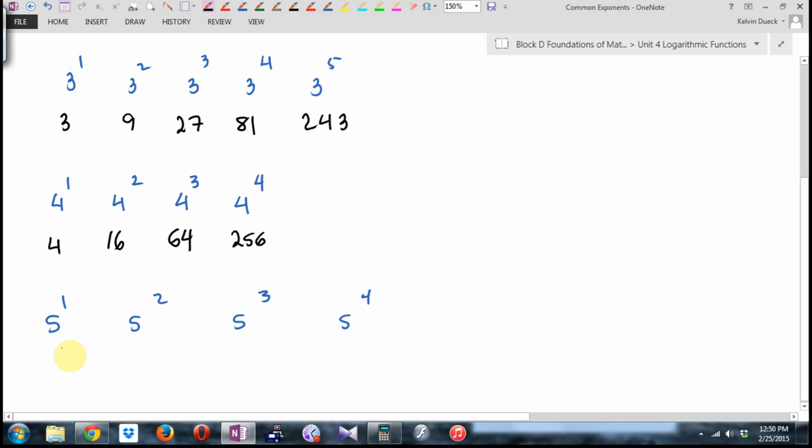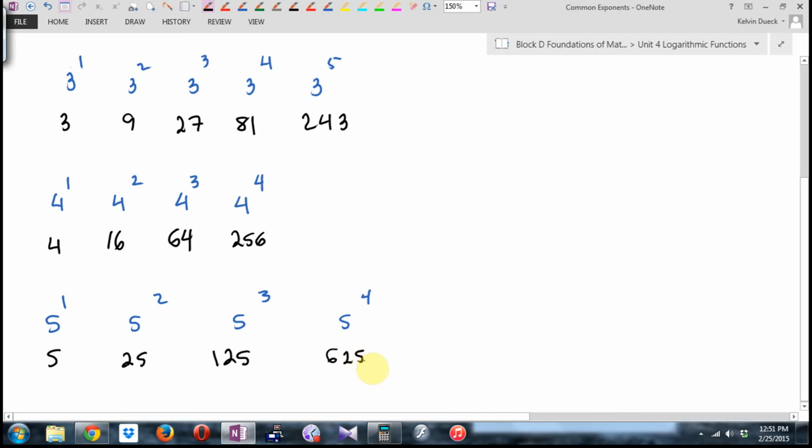So, what is 5 to the 1? Thank you. 5 squared, don't say 10. 5 times 5? 25. All right, what's 5 times 5 times 5? What's 5 cubed? 125. 5 to the 4th is 25 squared, 625.